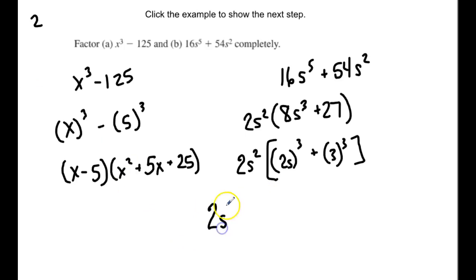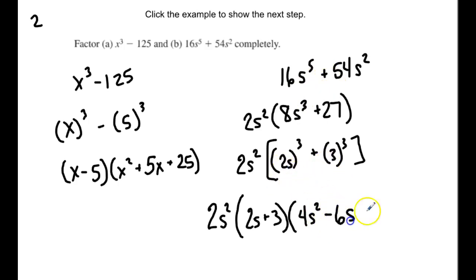So my 2s squared doesn't go away. It's still there, but then I'm going to have my a value, which was 2s, plus b, which was that 3. Then I have my a squared, which is going to be 4s squared, because 2s times 2s is 4s squared. And then here's where my subtraction comes in with my sum of cubes, and I multiply these two things together, so it's going to be 6s plus 9, my b squared.